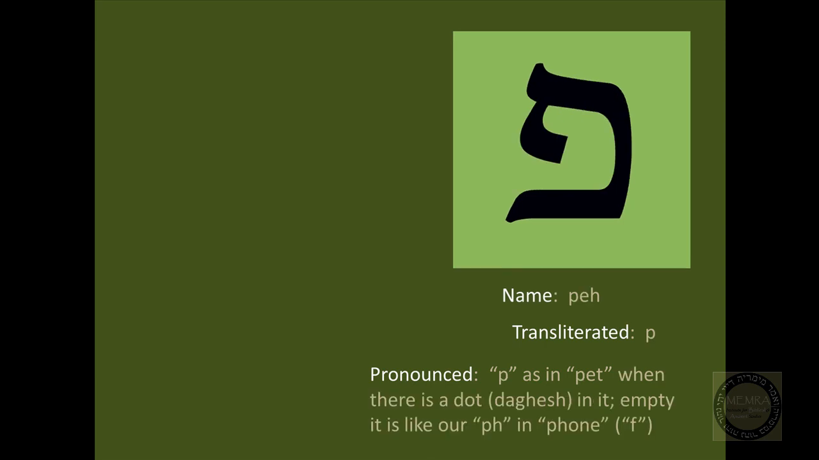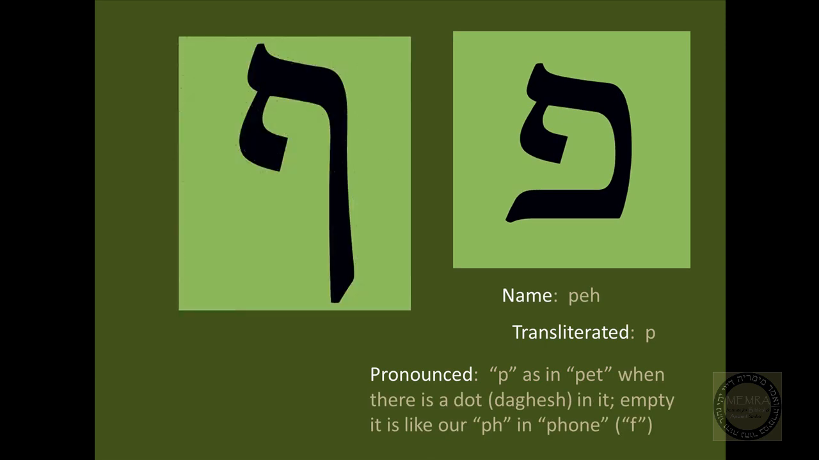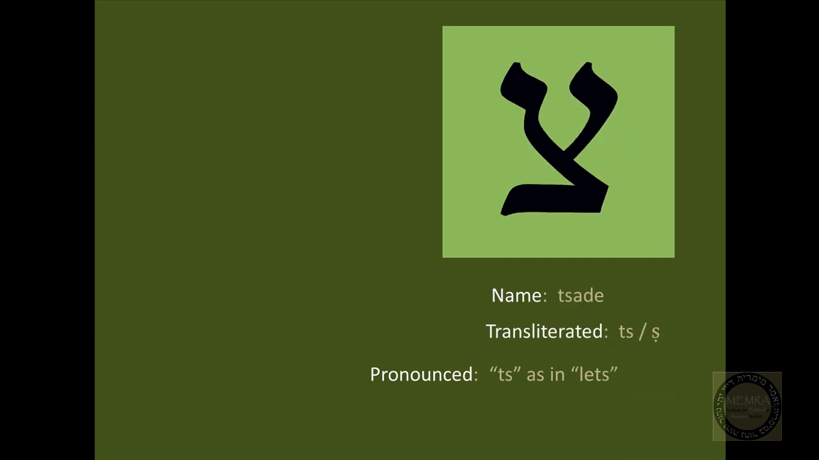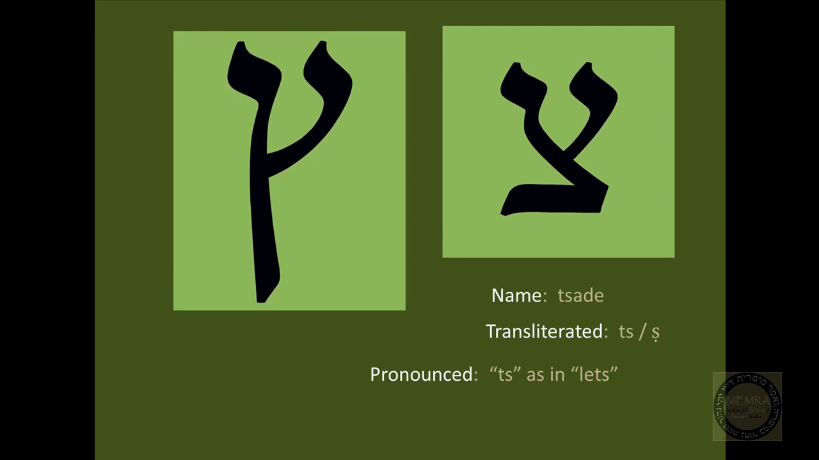Pe has a final form. The bottom will straighten out and look like this, below the line. Final pe. Tzadi has a final form. You can suspect the bottom will straighten out, and it looks like this. Final tzadi goes below the line.